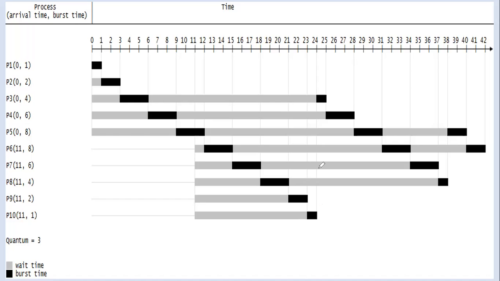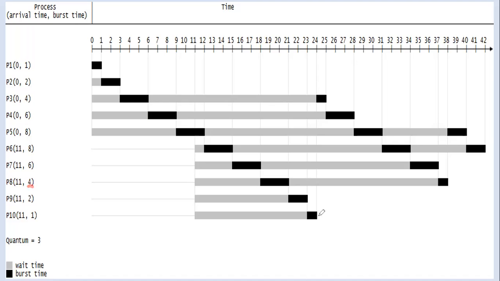At this time, so at time 24, a number of processes have not yet finished. The processes with a balance, starting with P3, had a balance of 1. Then process P4 had a balance of 3. Process P5 had a balance of 5. Process P6 had a balance of 5. Process P7 had a balance of 3. P11 had a balance of 1.